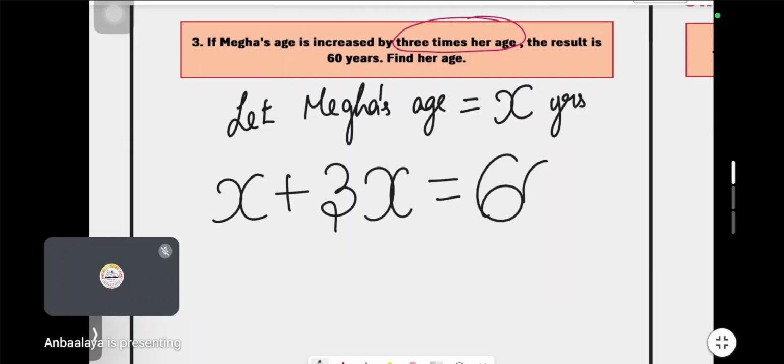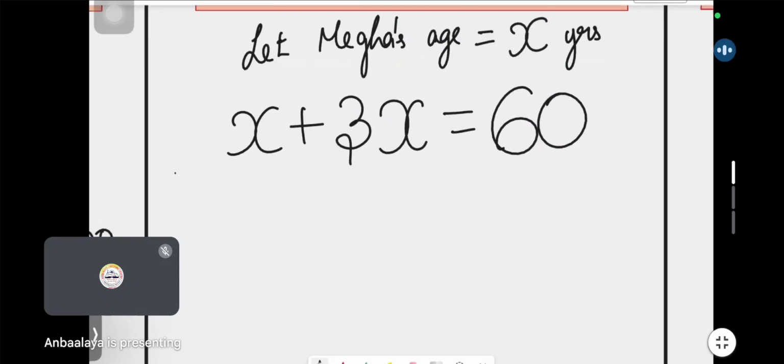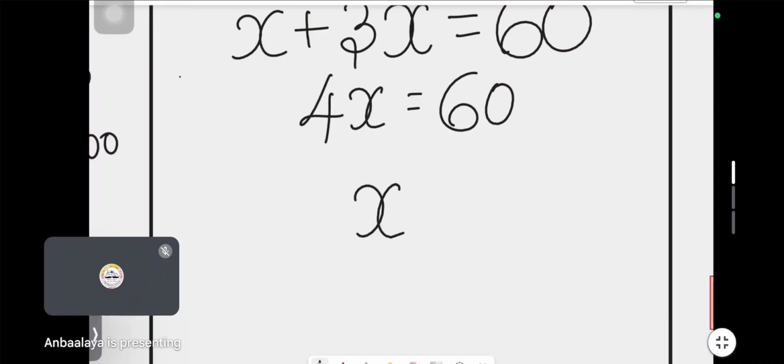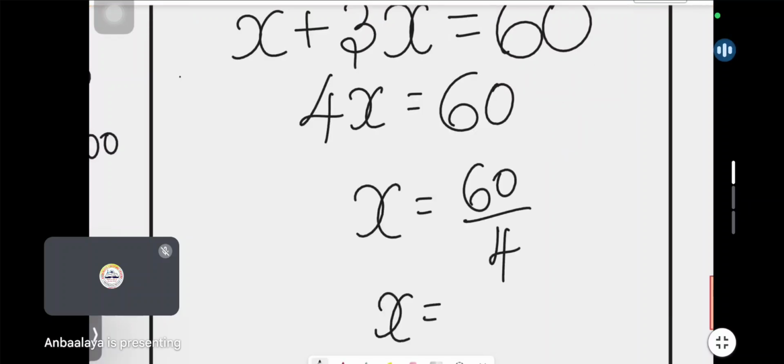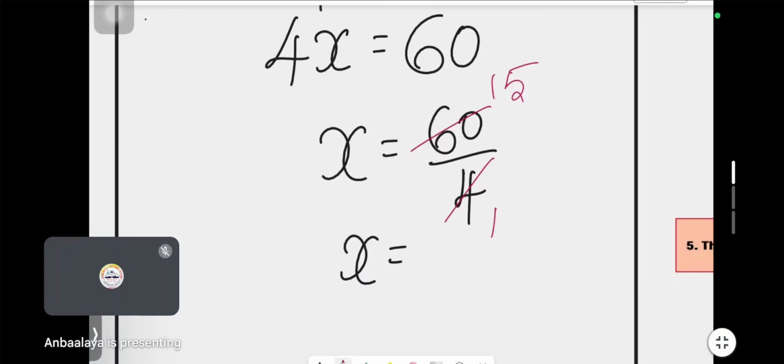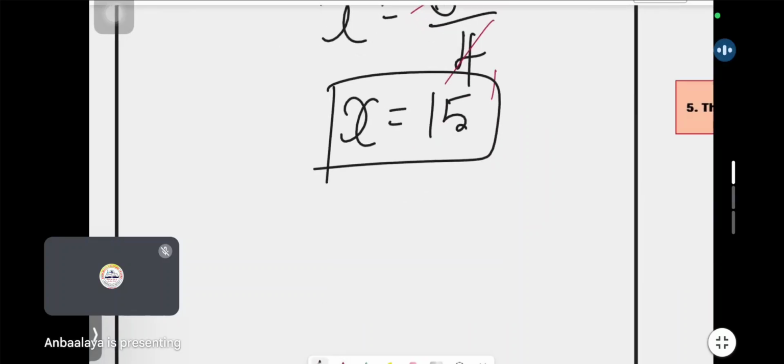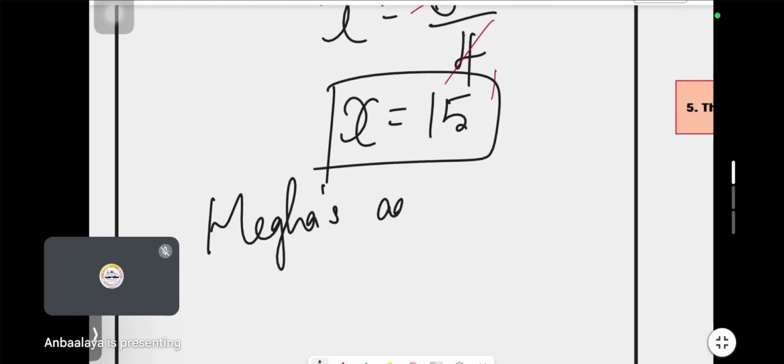X years is equal to 60 years. X plus 3X, 4X is equal to 60. X is equal to 60 by 4. Very good. X is equal to 15. 4 times how many times 60? 15 times. So X is equal to 15. Now can you tell what is Megha's age? 15.